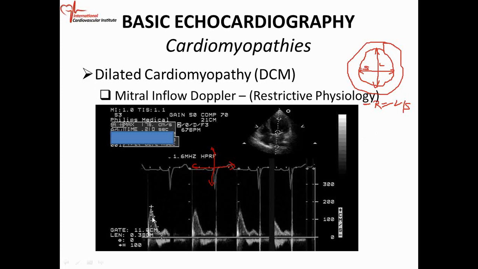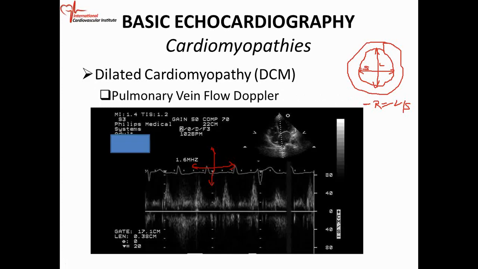When you do your mitral inflow, it helps you to determine the degree of diastolic dysfunction. It's not uncommon for these patients to have what we call restrictive physiology or grade 3 diastolic dysfunction. Remember, with restrictive physiology and grade 3 diastolic dysfunction, your E to A ratio is greater than 2. E to A ratio greater than 2, that is restrictive physiology, grade 3 diastolic dysfunction.